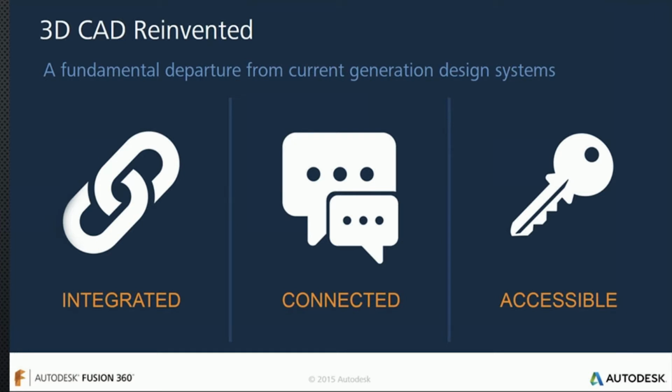And then finally we have accessible. Fusion 360 is accessible on both Windows and Mac platforms. You don't need to run Boot Camp on your Mac anymore to have access to Fusion 360. Accessible also means accessing your data anywhere. Going back to being connected to the cloud, you really have the ability to access your data wherever you go. You can even access it on a tablet or smartphone. There's an app for Fusion 360 as well.